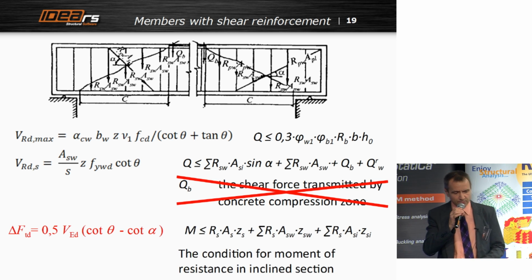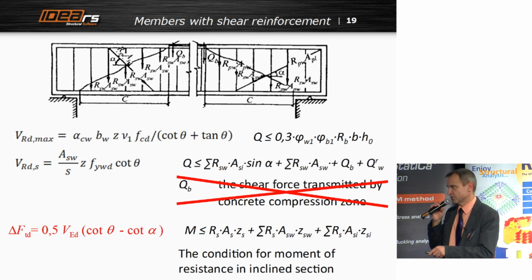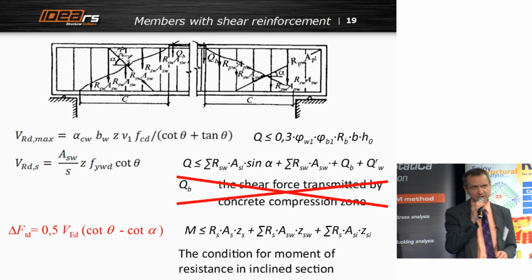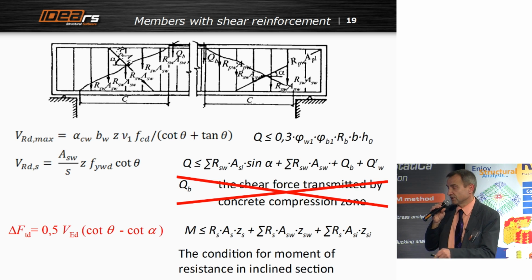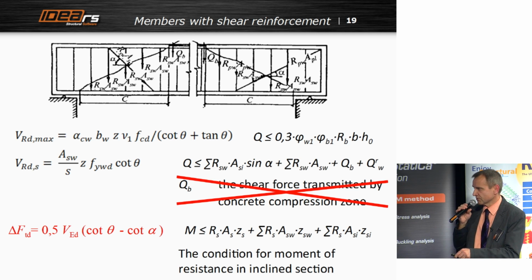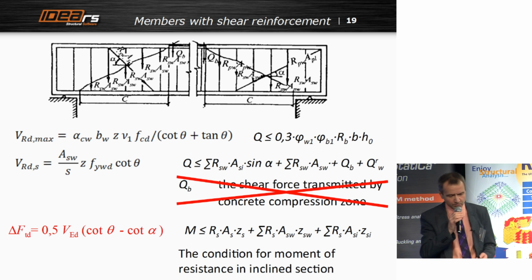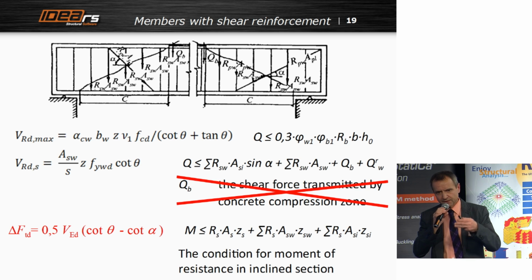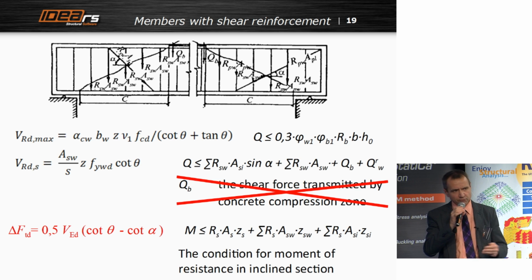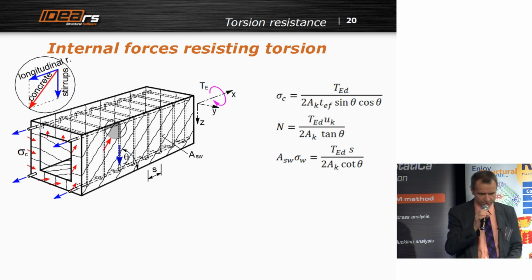And last one, I was thinking how to compare this formula with the formula which is in SNP, and finally I realized that probably this longitudinal force or force in longitudinal reinforcement can be calculated in some way from this condition for moment resistance, which is in SNP code. So I haven't done any comparative calculations, but I think SNP code guaranteed some level of longitudinal reinforcement through this condition. Then we have a torsion.